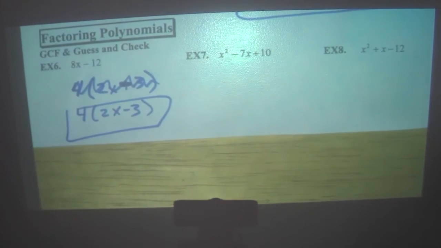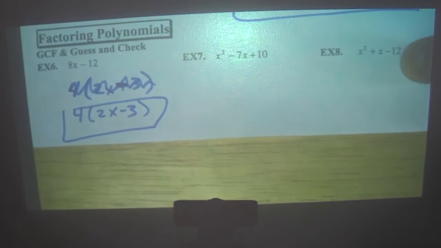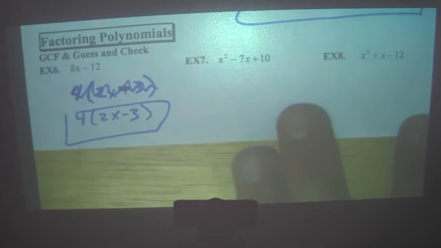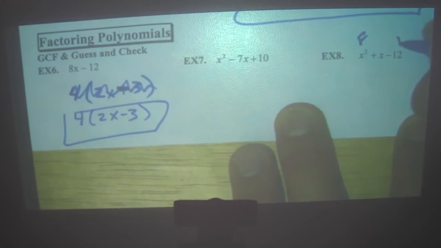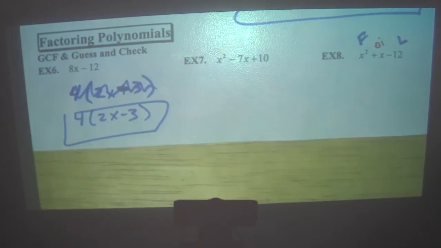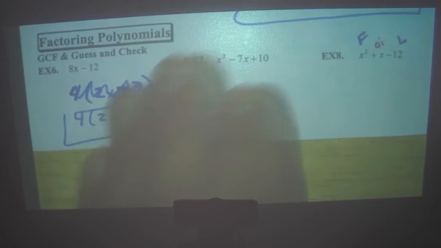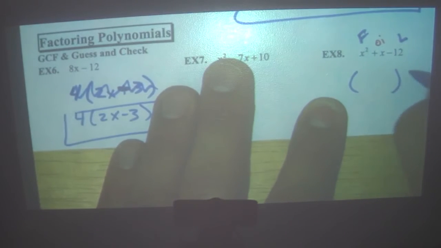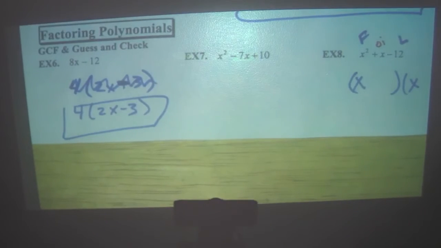All right, let's do one more of these. We got example 7 or 8. Let's do 8. I've got x squared plus x minus 12. So I'm skipping this one. Here we got to do factors of F and L, factors of this guy and this guy that add up to this guy. So factors of x squared, we all know are x and x. We got factors of negative 12 that add up to negative 1.